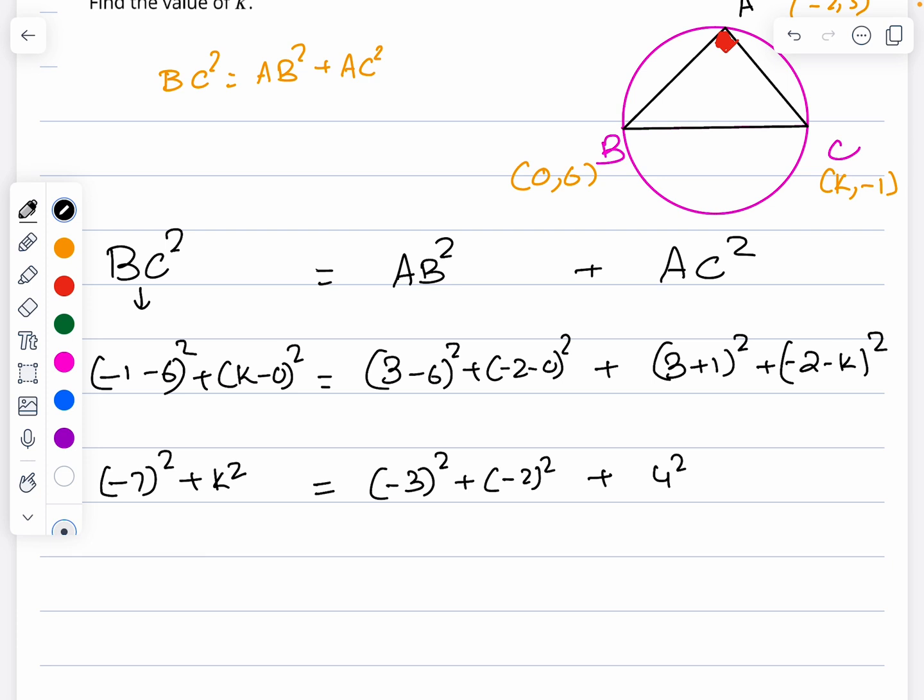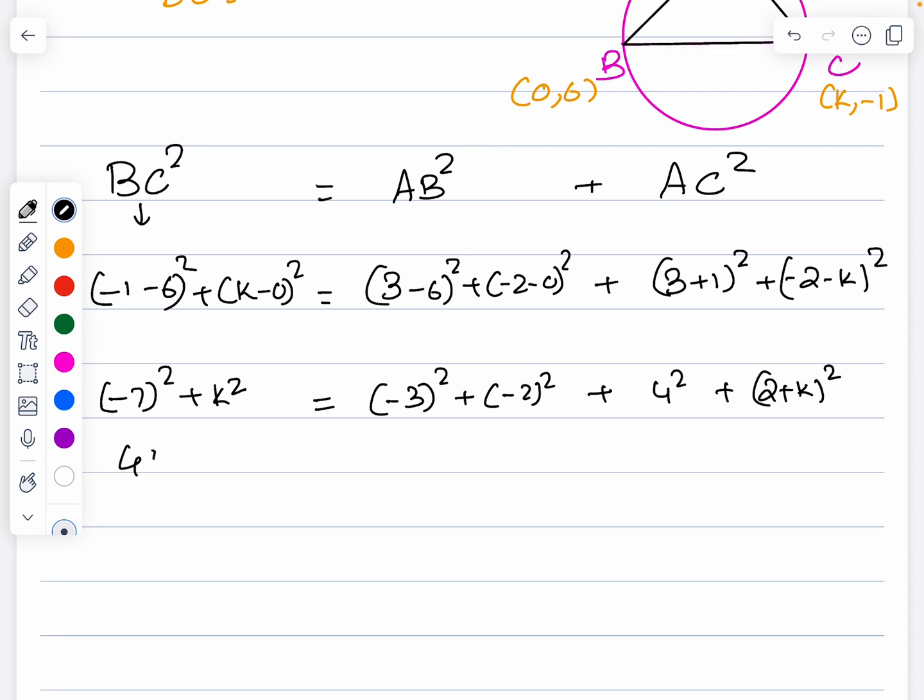If at all I take away minus common, it becomes 2 plus k whole square. Easy to simplify. Both minus common. So 49 plus k square equals to 9 plus 4 plus 16 plus 4 plus 4k plus k square. So what happens now? k square and k square get cancelled.